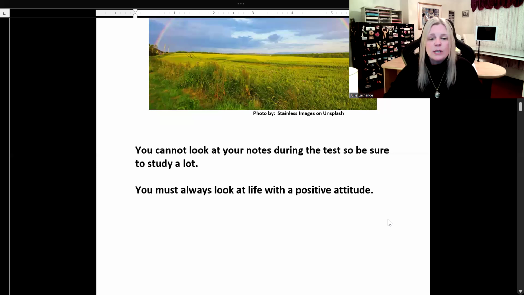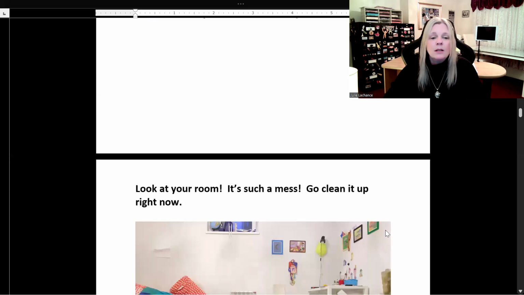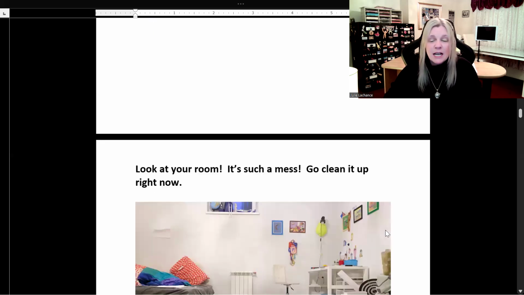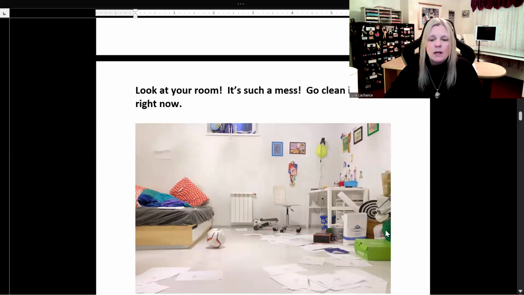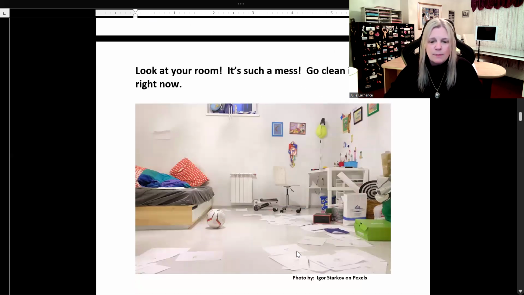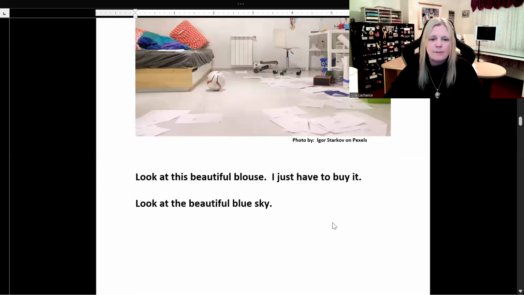You must always look at life with a positive attitude. Look at your room. It's such a mess. Go clean it up right now. What a messy room with all these papers all over the floor and the bed's not made. Balls here and boxes there. What a mess. Need to clean it up.